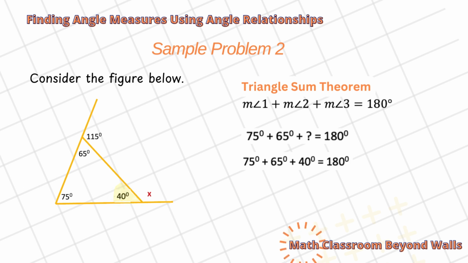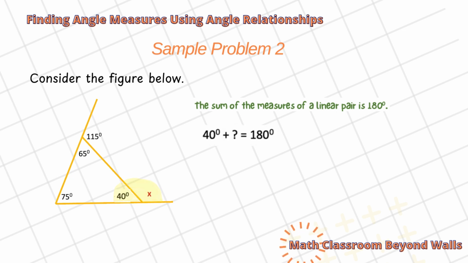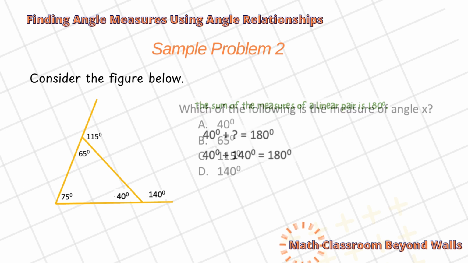Can we now get the value of x? What type of angles are angle x and the angle with a measure of 40 degrees? You are correct, linear pair. And what do we know about them? Right, their sum is 180 degrees. So, what number, when added to 40, gives 180? There you are, it is 140. So, the measure of angle x is 140 degrees.